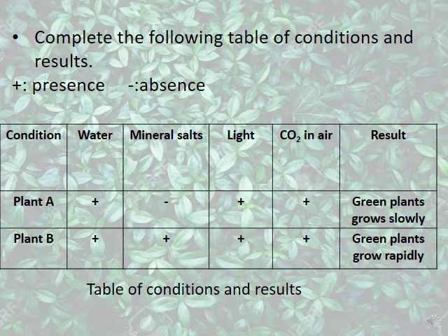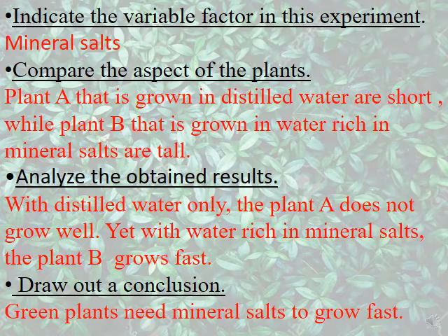The result is that plant A grows slowly, while plant B grows rapidly and normally. Indicate the variable factor. As I said, it's mineral salt. Compare the aspects. Plant A, grown in distilled water, is short, while plant B, grown in water rich in mineral salts, is tall. Analyze the obtained results. With distilled water only, plant A doesn't grow well, yet with water rich in mineral salts, plant B grows fast. Draw out a conclusion. Green plants need mineral salts to grow fast.